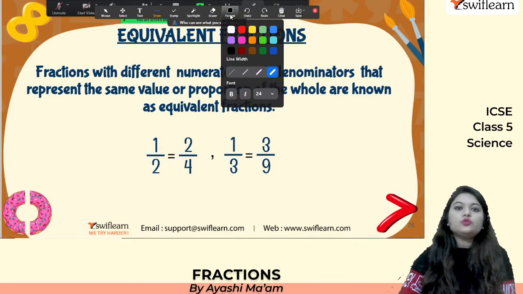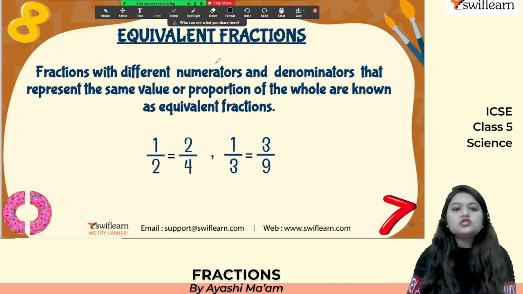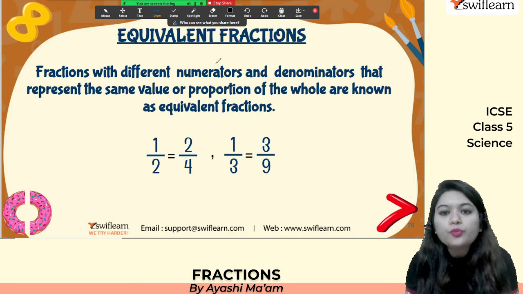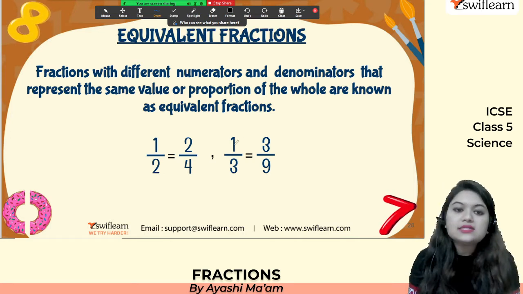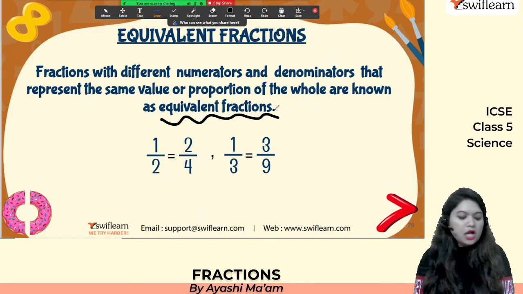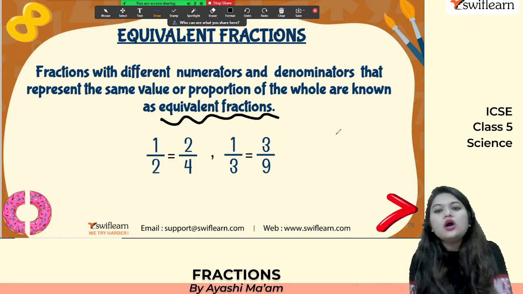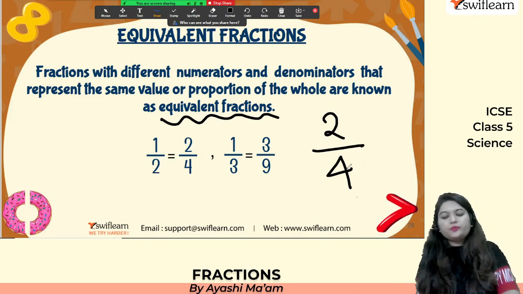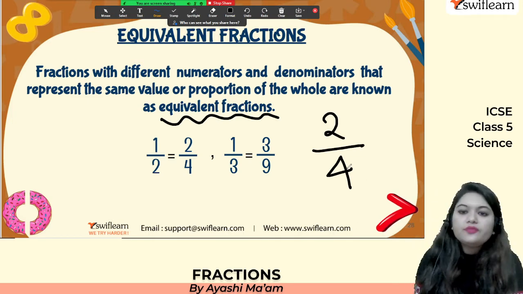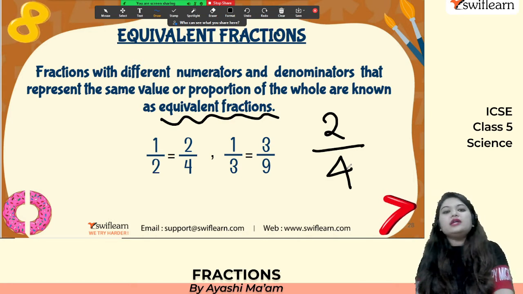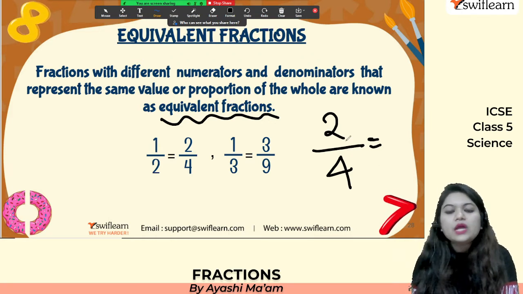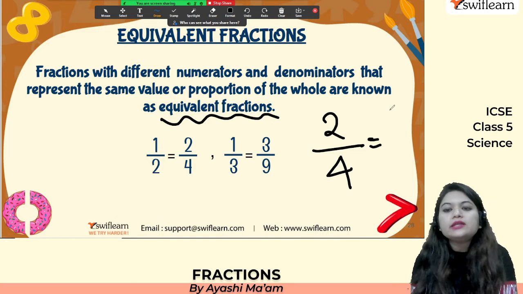Now, let's come to equivalent fractions. Fractions with different numerators and denominators that represent the same value or proportion of the whole are known as equivalent fractions. Okay, so how does this work? So if I tell you a fraction 2 by 4, you think of a number that can divide both the numerator and denominator. 2, right? 2 can divide 2 also, and 2 can divide 4 also. Yes or no? Yeah.